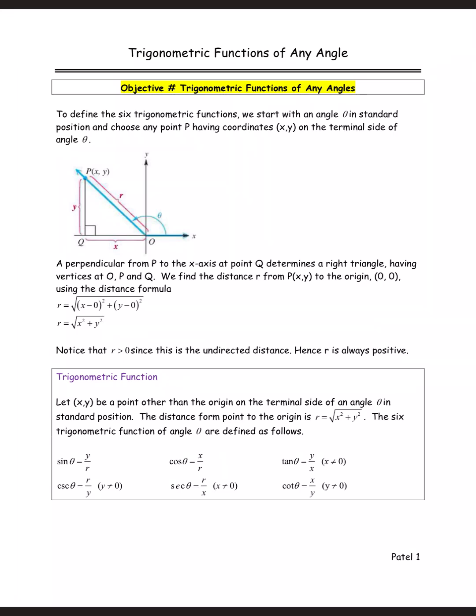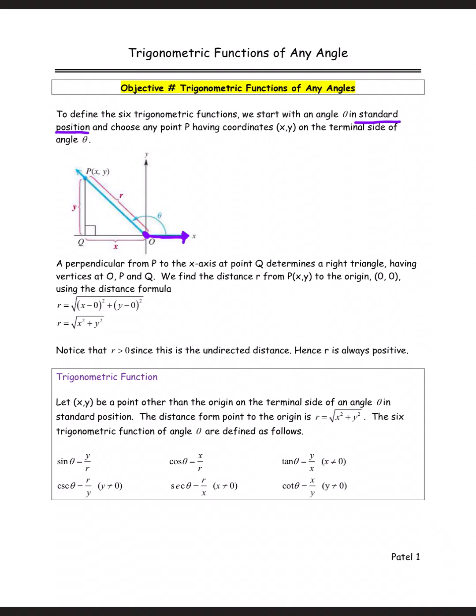Trig functions of any angle. To define the 6 functions, we start with an angle theta in standard position and choose any point P having a coordinate of x, y on the terminal side of the angle. Remember, if it's in standard position, that means you're starting at the vertex or the origin, and then the positive x-axis is the initial side.